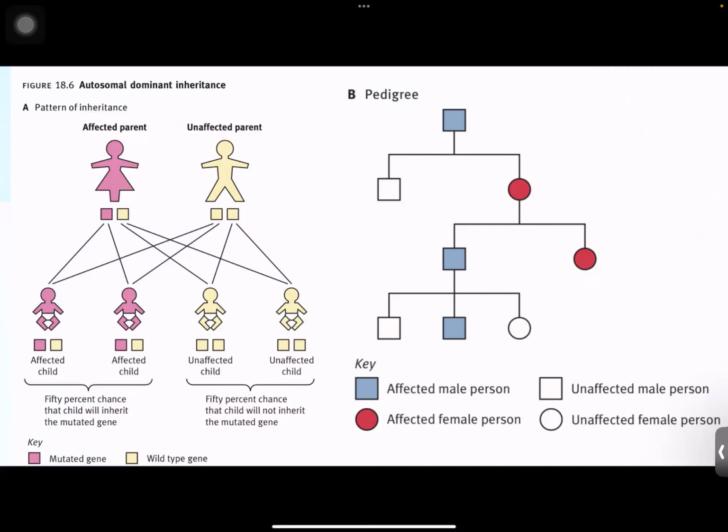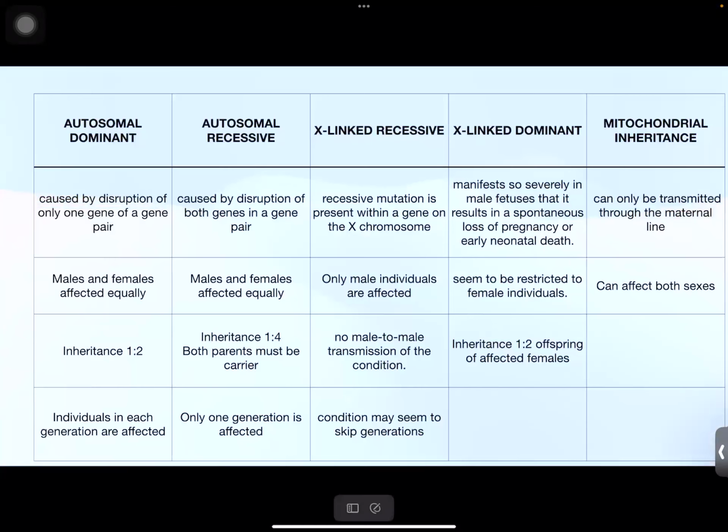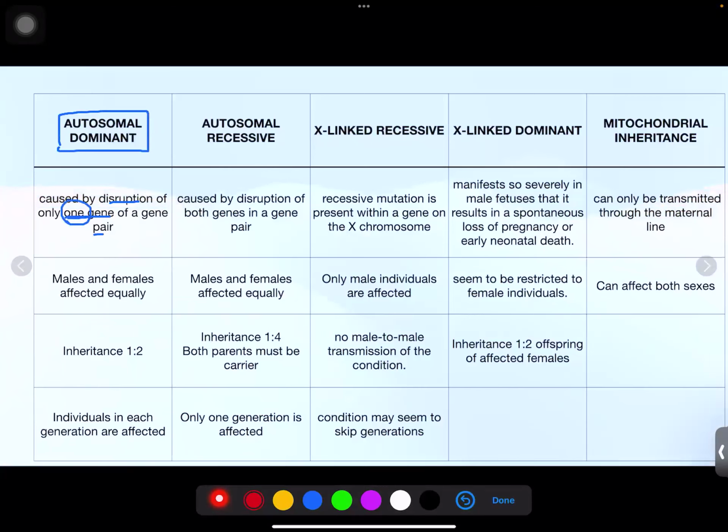So what happened is autosomal dominant. Only one gene disruption. So males and females are equally affected. Why? Because this is a disease of the autosomal chromosomes.